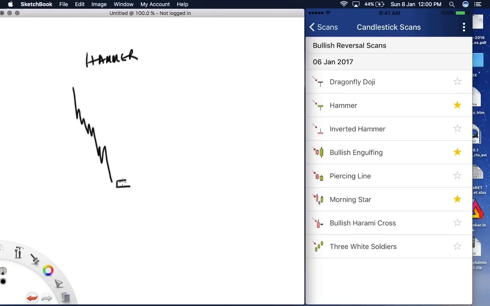If it looks like this kind of a pattern, this is not a hammer. This is a hammer because the tail needs to be long enough. If a hammer comes exactly after a falling market, it raises the possibility of a bounce back. It's not that every time it will bounce back, but there's a high probability of prices bouncing back.